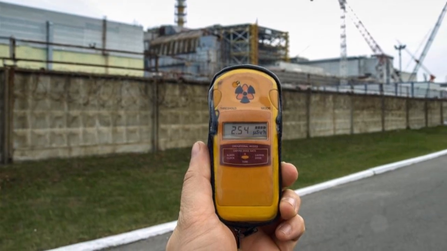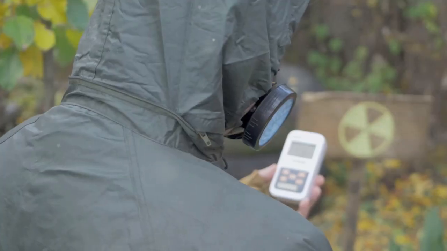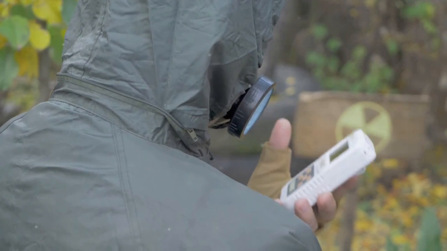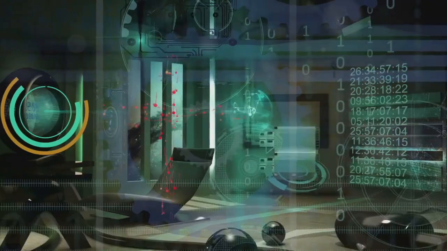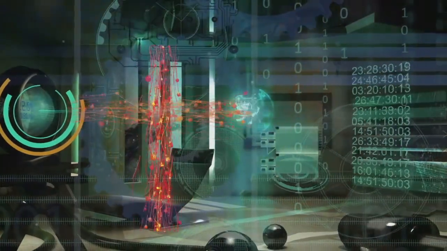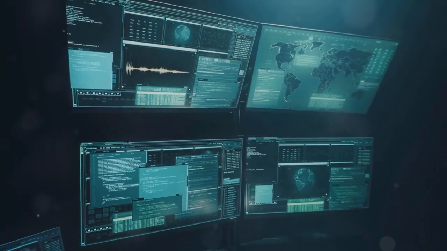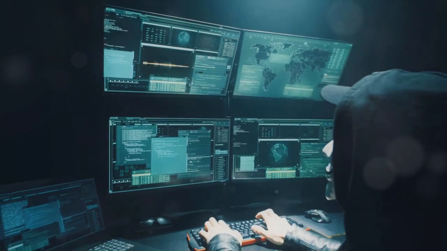Radiation detectors are also crucial. They monitor for any potential leaks or releases of radiation. Sophisticated software analyzes the data from all these sensors. This provides operators with a comprehensive overview of the reactor's status.